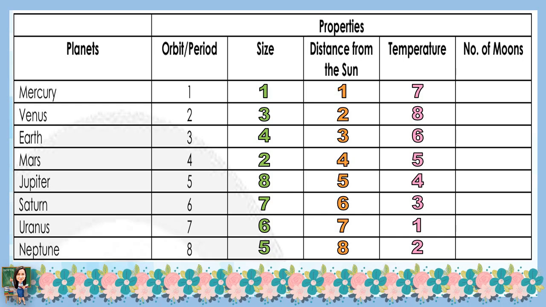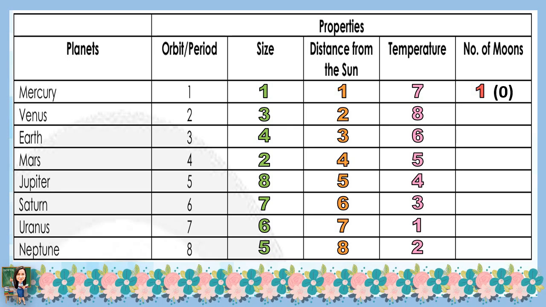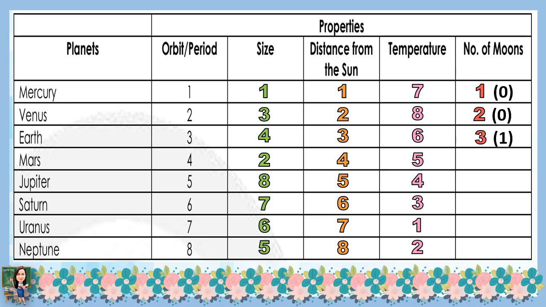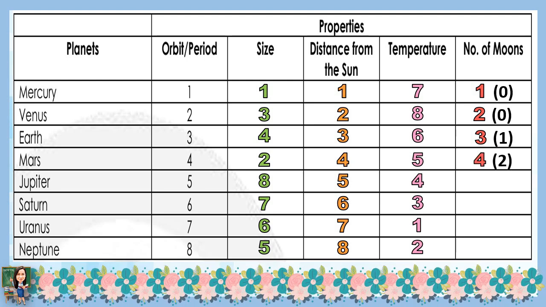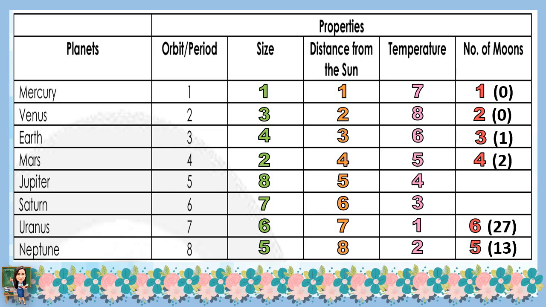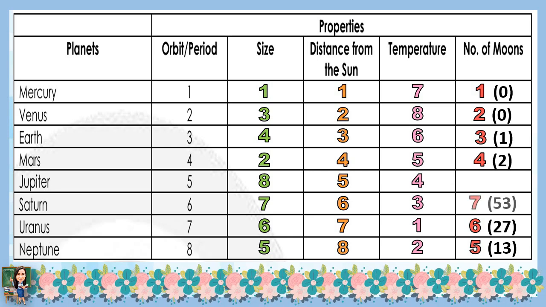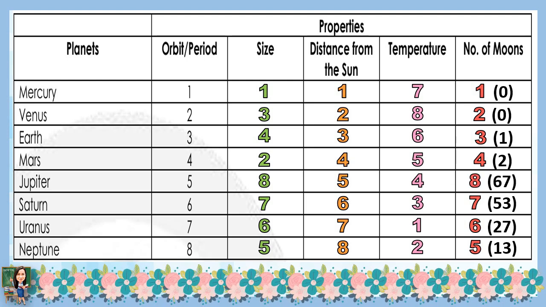Next, number of moons. Number 1 is Mercury. It has 0 moon. Number 2 is Venus, 0 moon. Number 3 is Earth. It has 1 moon. Number 4 is Mars. Mars has 2 moons. Number 5 is Neptune. Neptune has 13 moons. Number 6 is Uranus. Uranus has 27 moons. Number 7 is Saturn. Saturn has 53 moons. And number 8 is Jupiter. Jupiter has 67 moons.